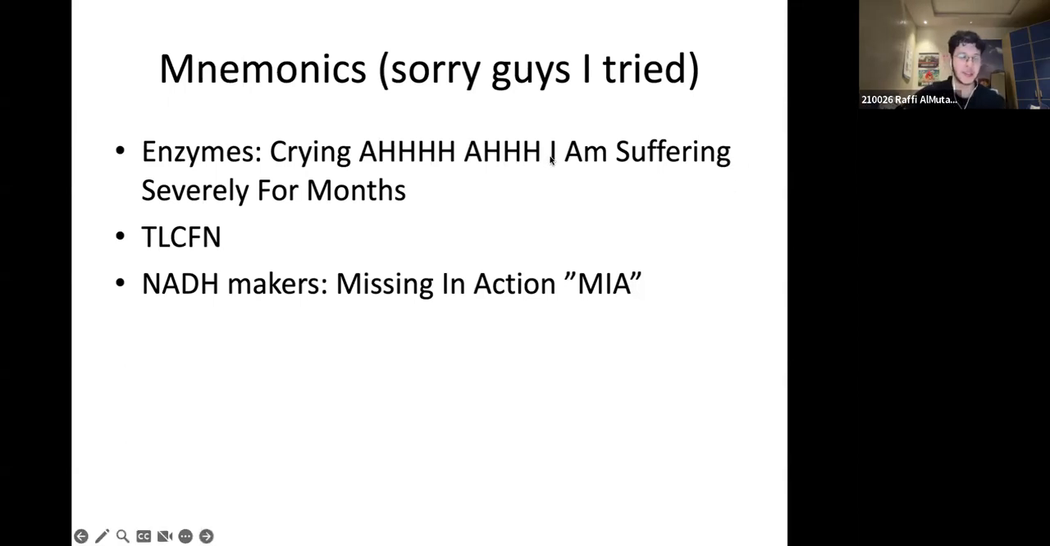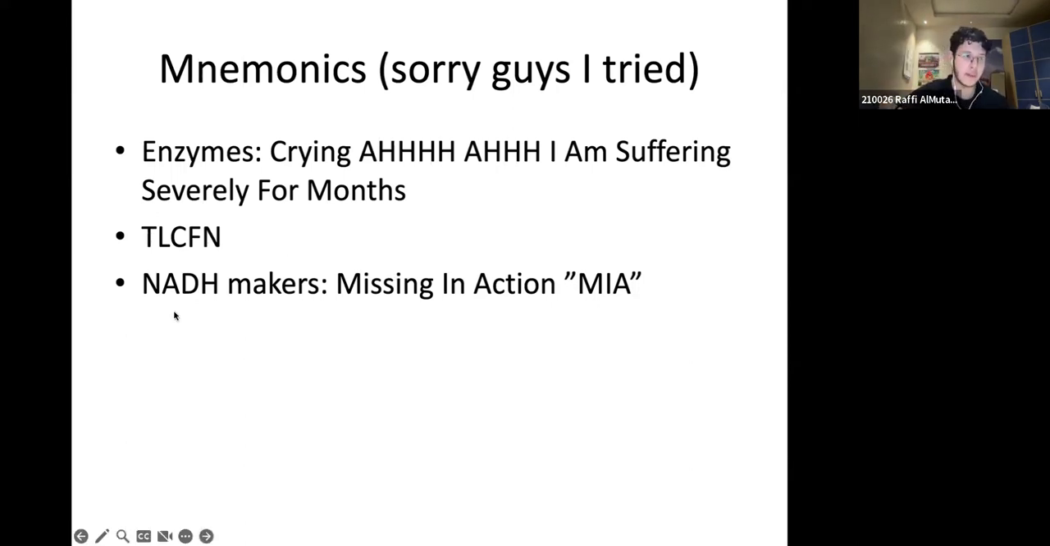I for isocitrate dehydrogenase, M for alpha ketoglutarate dehydrogenase, suffering for succinyl-CoA synthetase, severely for succinate dehydrogenase, for fumarase, and months for malate dehydrogenase. It's in the notes of this section. If you don't know how to do notes, just press escape when you're looking at this PowerPoint. You'll see notes at the bottom.